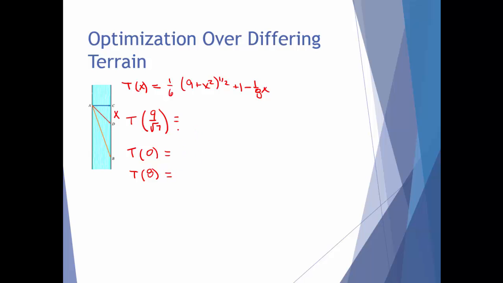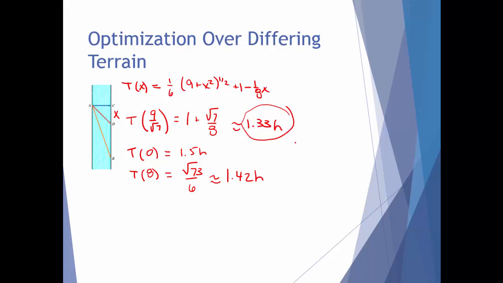If you plug in 9 divided by the square root of 7, you end up with 1 plus the square root of 7 divided by 8. That's about 1.33, and we are measuring our time in hours. If you plug in 0, you actually end up with this term zeroing out, and you get 3 here. 1/2 when you divide it by 6 plus 1 gives me 1.5 hours. And when you plug in 8, you end up with the square root of 73 over 6, which is about 1.42 hours. So notice the smallest of all of those does in fact occur at my critical number.